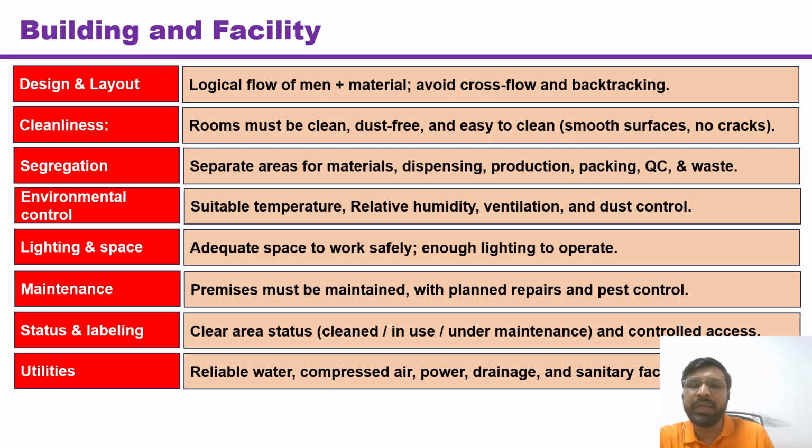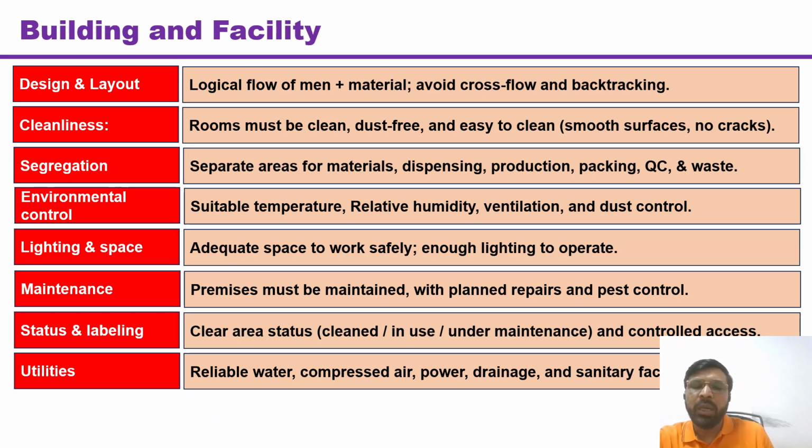Lighting and space. Adequate lighting should be present in the area. It is measured in lux, so that people working in the manufacturing area can judge our product properly. Maintenance. Premises and machines should be maintained and repaired properly, so that we can get appropriate operation. Next one is status and labeling. Proper status labeling is very important to identify the status of a particular stage, product, or material, so that we can avoid cross contamination or mix-up.